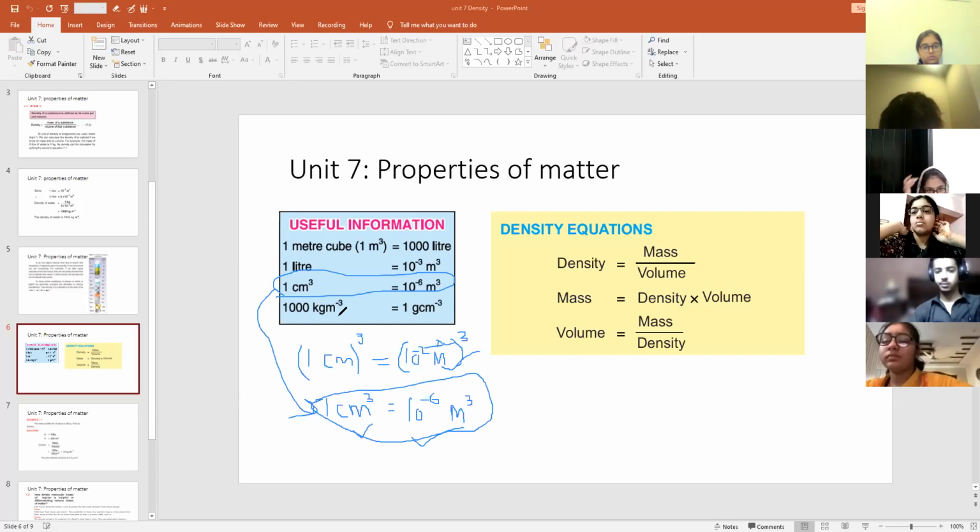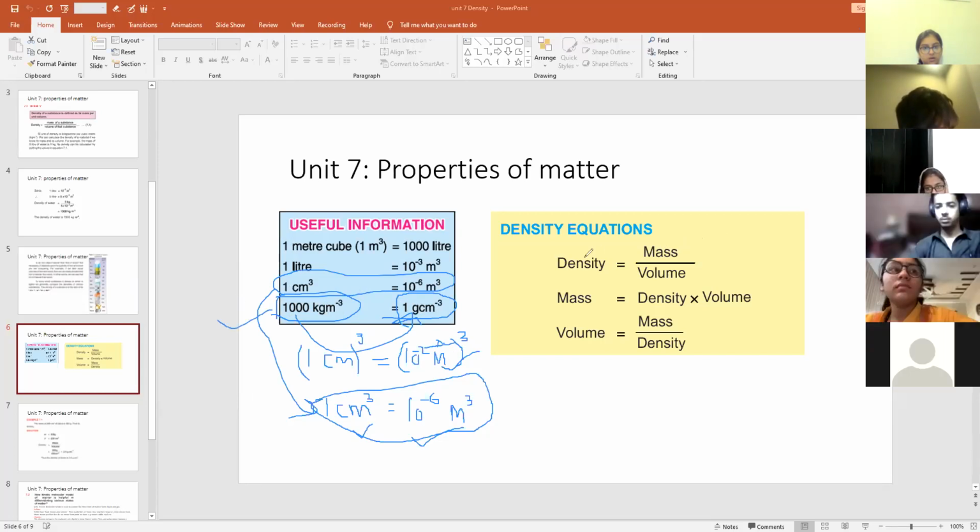Similarly, if we have to deal in the unit of kg per meter cube, this is the density. 1000 kg per meter cube is equal to 1 gram per centimeter cube, because the three zeros will vanish over there and you will get 1 gram per centimeter cube. This is the density, right? So these are the equations which you have to memorize.